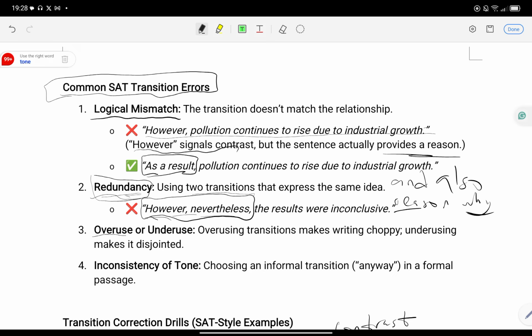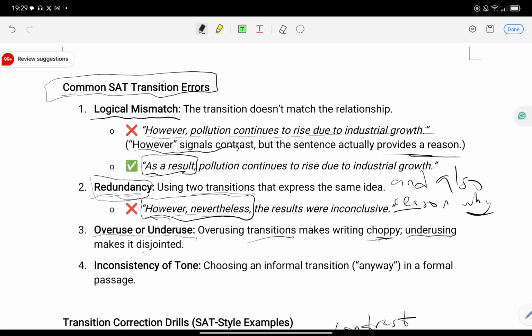Then overuse or underuse. This goes beyond SAT. Even when you're writing, you don't want to overuse transitions. It makes your writing look mechanical or choppy. You also don't want to underuse because it will make your work look disjointed. There will be no cohesion, no connectedness. So you just want to use the right amount of transition words.